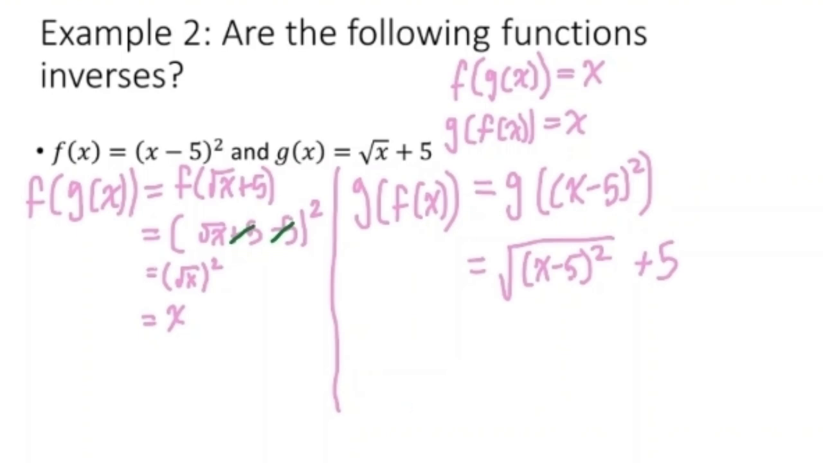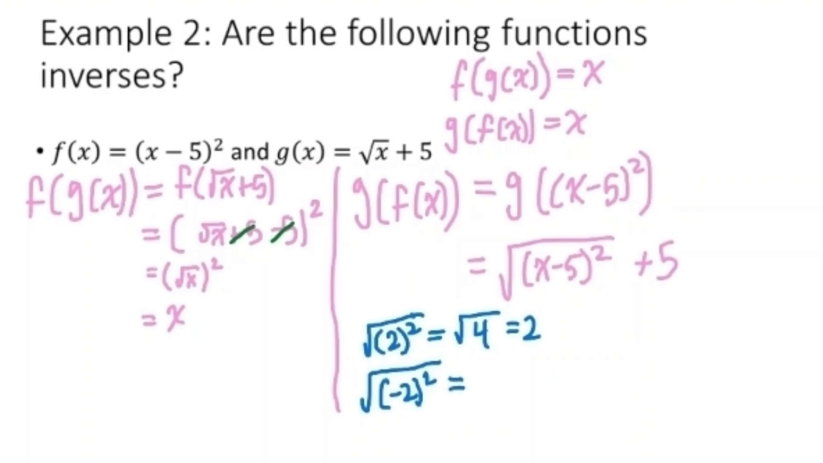If we were to take a look at an example, if I take the square root of 2 squared and follow the order of operations, that would equal the square root of 4, which equals 2. So it seems like, okay, the square and the square root cancel, at least when I plug in 2. However, if I perform the square root of negative 2 squared and still follow order of operations, this would equal the square root of 4, which equals positive 2.